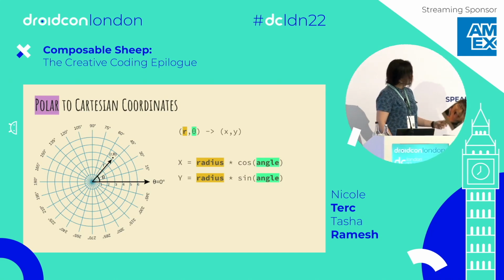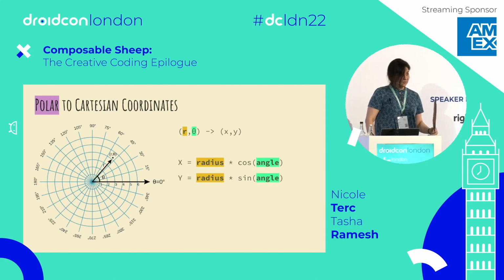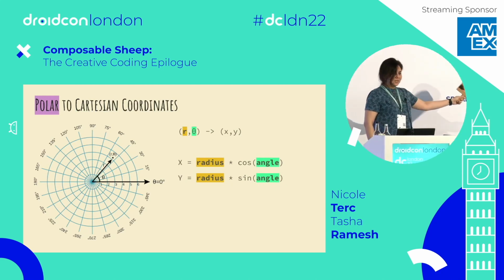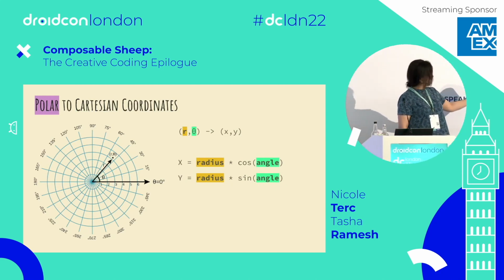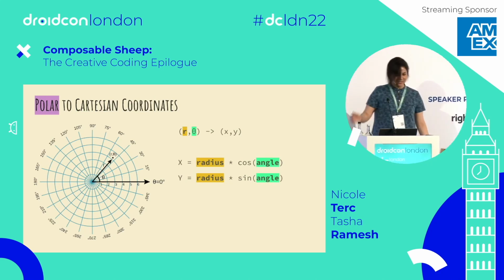And in order to do that, cosine and sine are again your friends. The only thing you need to do is radius times cosine or sine of the angle, and you obtain x and y. Great, not so hard, see?